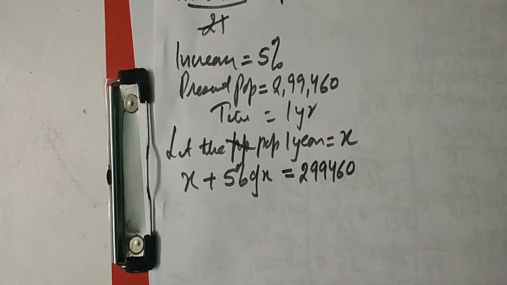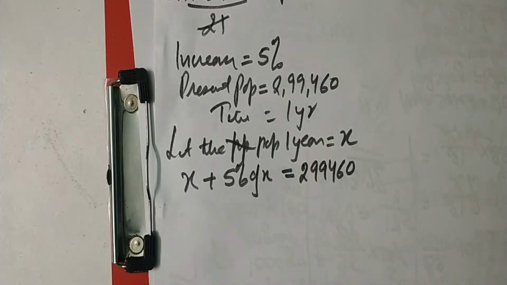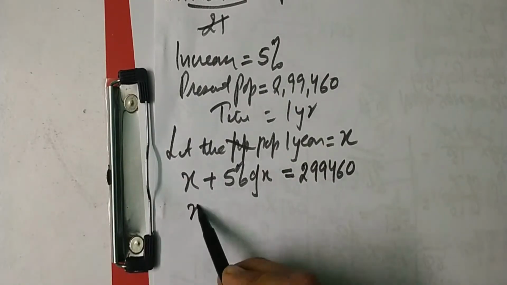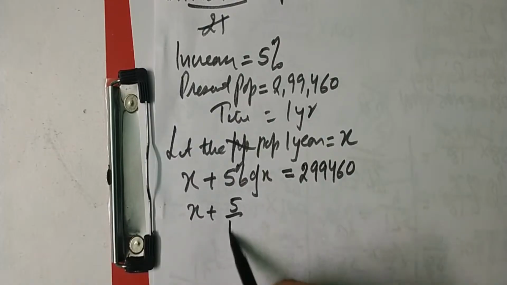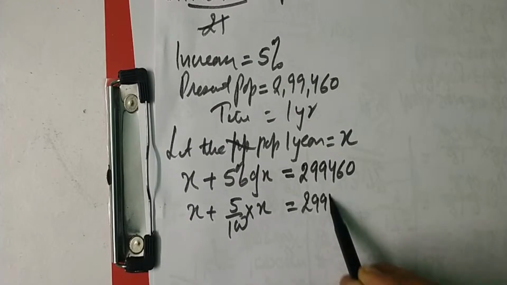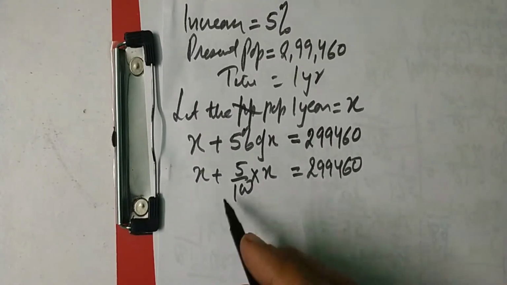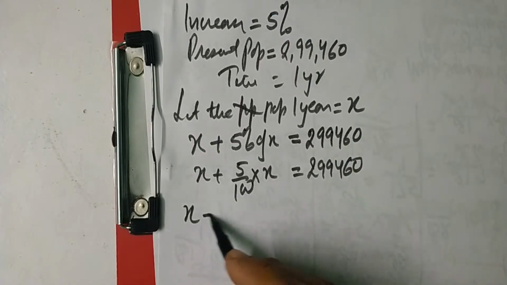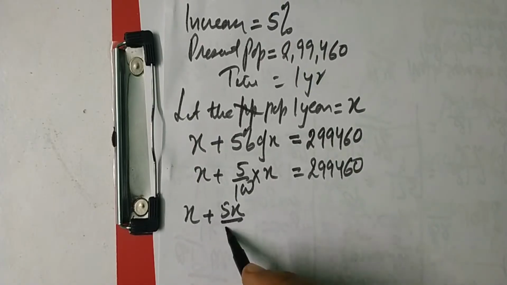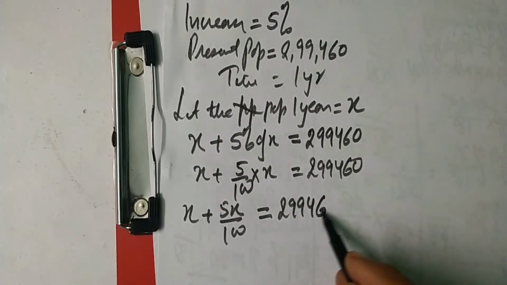Yes, right. So you can calculate and you will get the answer. This is the linear equation or the percentage method. So it will become x plus 5% of x equals 299460. Solve this, it will become x plus 5x upon 100 is equal to 299460.